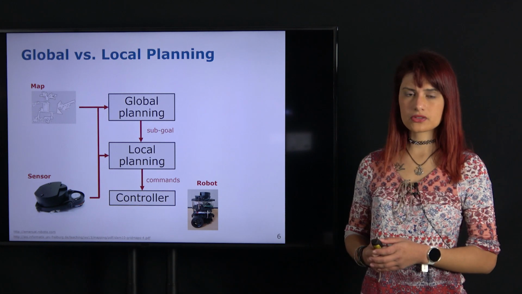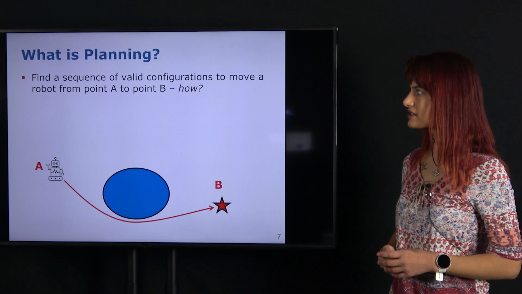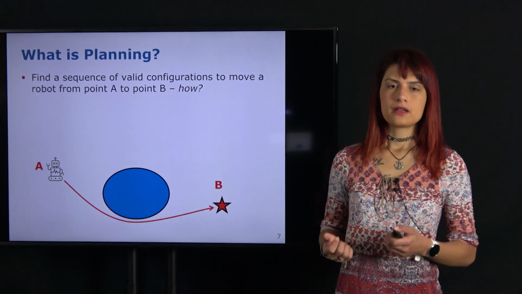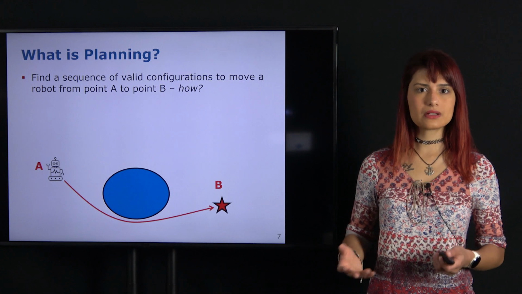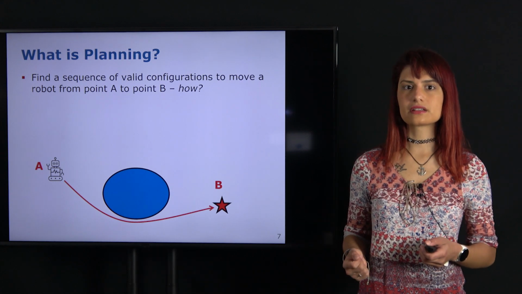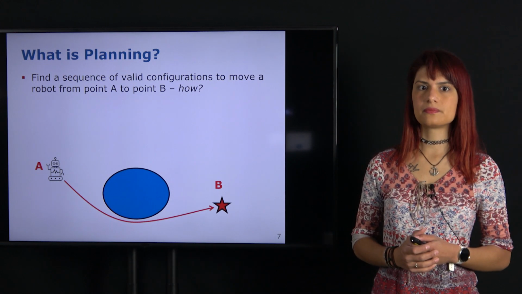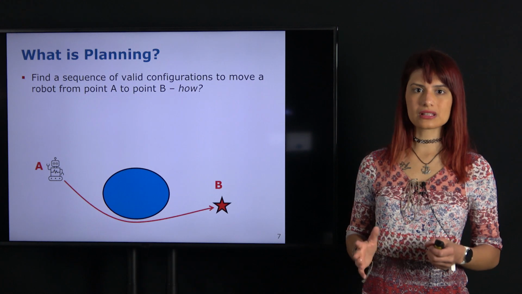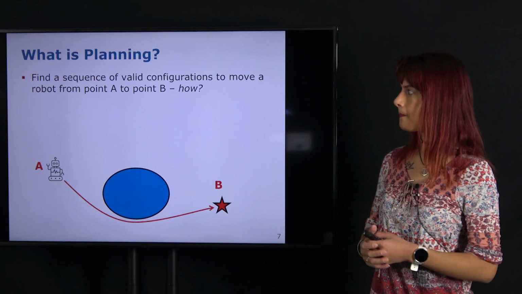Okay, so now that we understand the general architecture and the internals of an autonomous system, we can move on to what planning actually is. The planning problem is associated with finding a sequence of valid configurations leading from a start configuration to a goal configuration. And it's important that this sequence does not lead to any collisions or self-collisions of the robot.